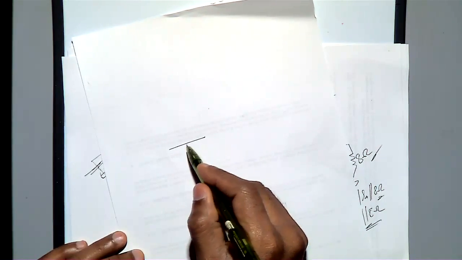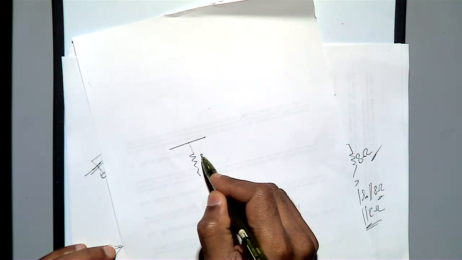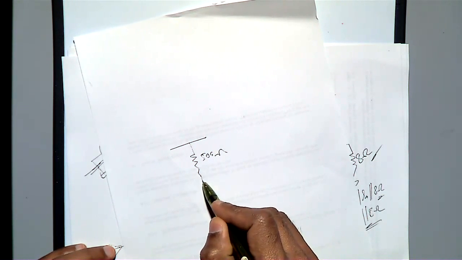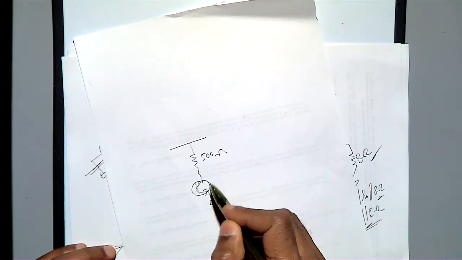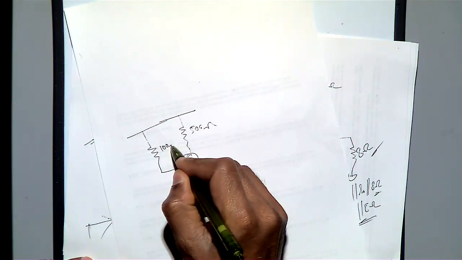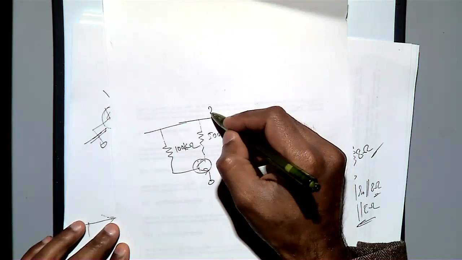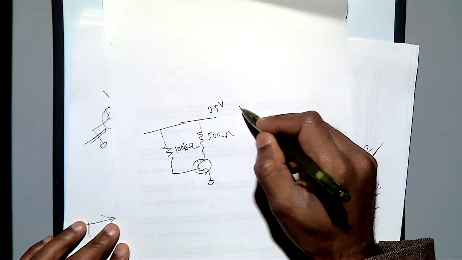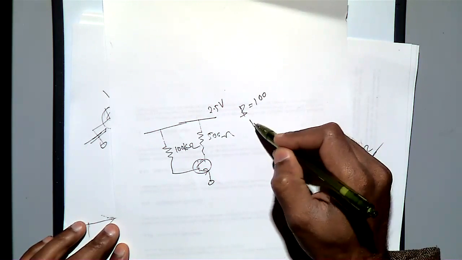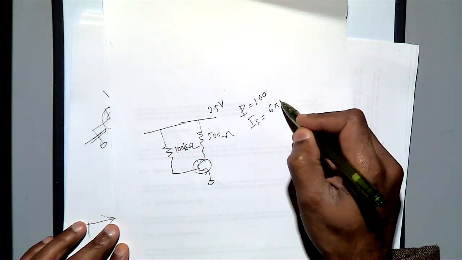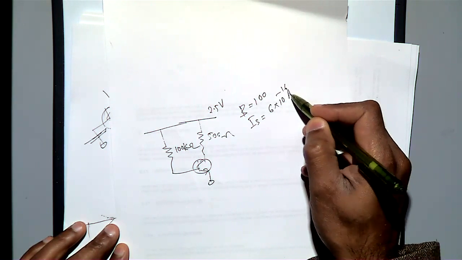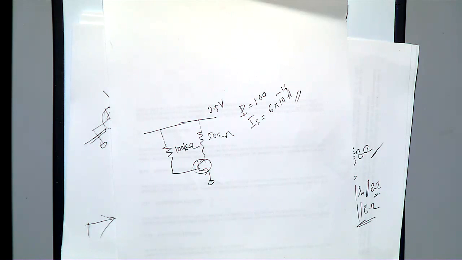In the first question, you have a 500 ohm, and this is the Q1. This is a 100 kilo ohm, and here you have a 2.5 volt. What is given is beta equal to 100, then IS equal to 6 times 10 to the power of minus 16 ampere. So that's all given. Then how do we solve the equation?